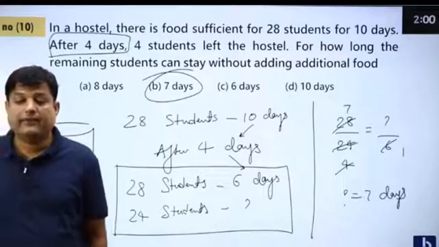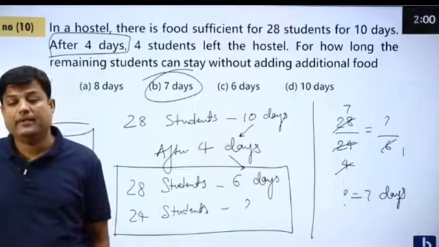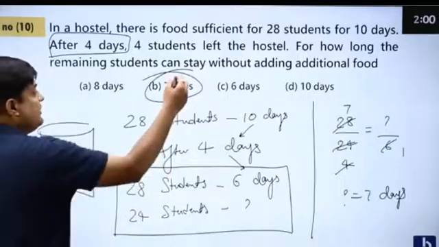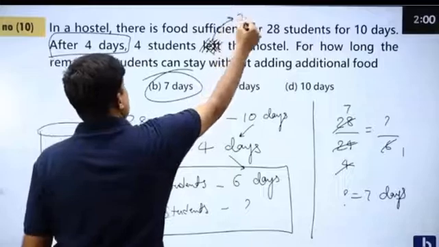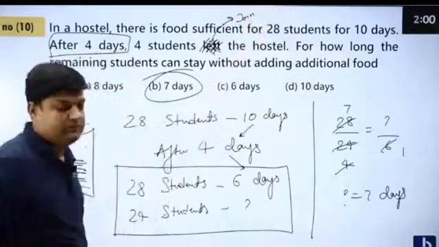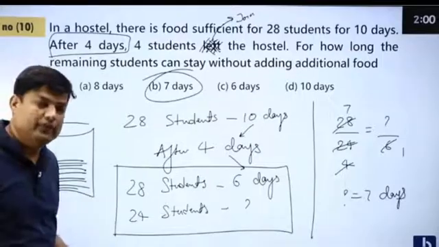Are you understanding, everybody? Yes, many people have answered B. But what happened here? 4 students have not left the hostel. 4 students have joined the hostel, for example. Can we do this question once again?